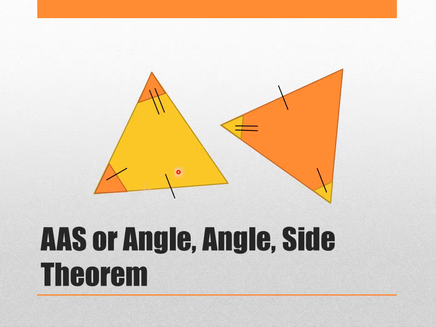The AAS theorem states that if two angles and the corresponding side of one triangle are congruent to another two angles and the corresponding side of another triangle, then these two triangles are congruent.